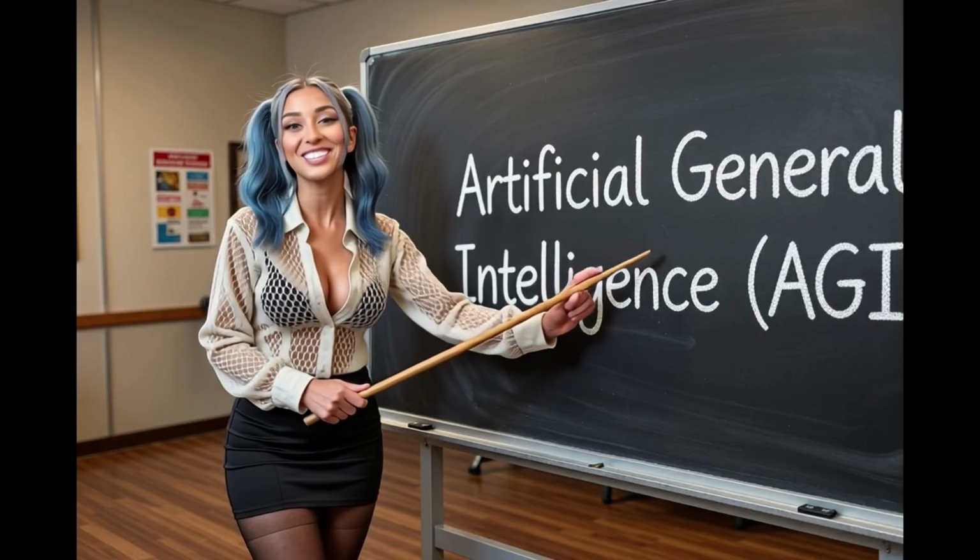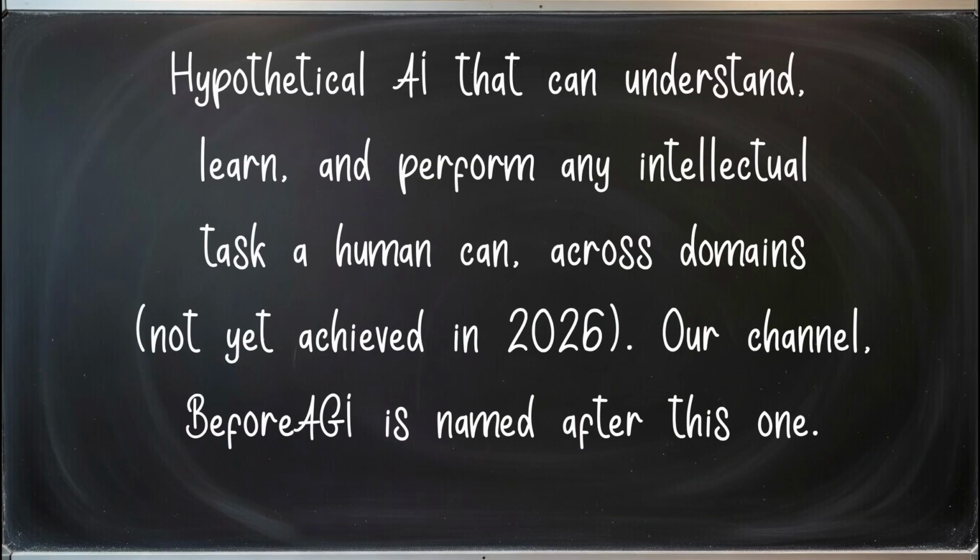Artificial General Intelligence, AGI. Hypothetical AI that can understand, learn, and perform any intellectual task a human can across domains, not yet achieved in 2026. Our channel, Before AGI, is named after this one.